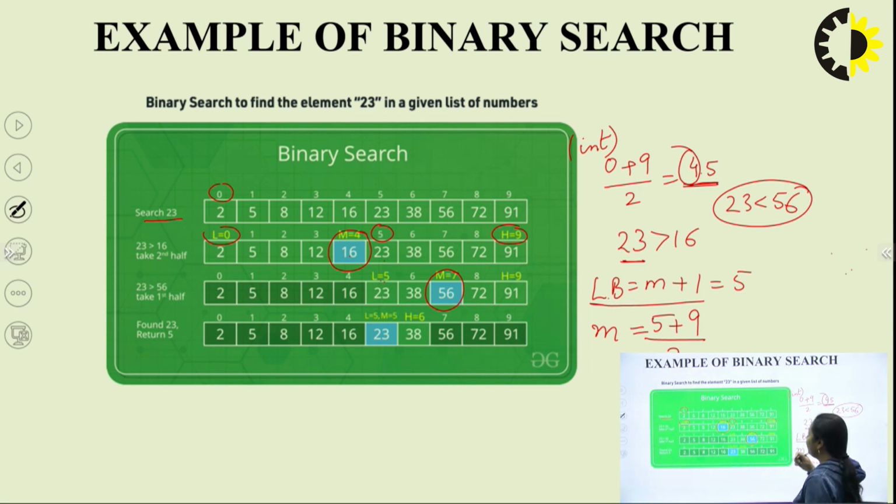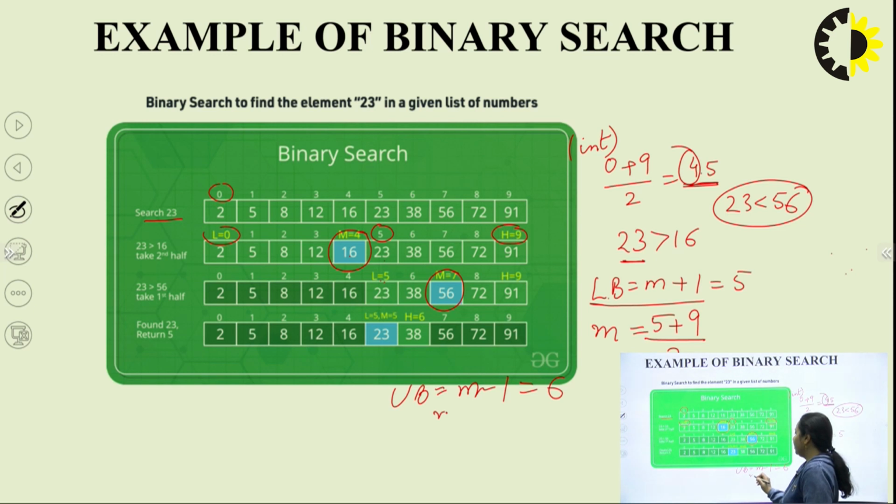So now we can say upper bound is middle minus 1. So middle is what? 7. 7 minus 1, 6. So upper bound is calculated as 6. Now again we are going to calculate the middle element.